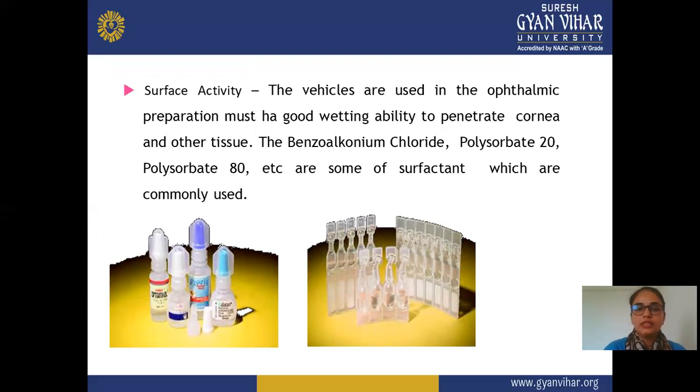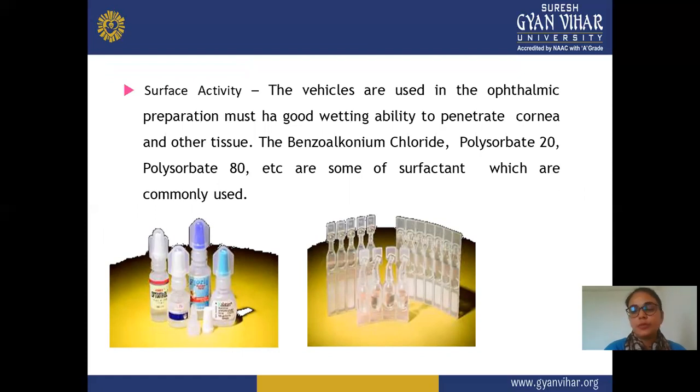Next is surface activity. In surface activity, the vehicle used in an ophthalmic preparation must have good wetting ability to penetrate the cornea and other tissue. Benzalkonium chloride, polysorbate 20, and polysorbate 80 are examples of surfactants which are commonly used.